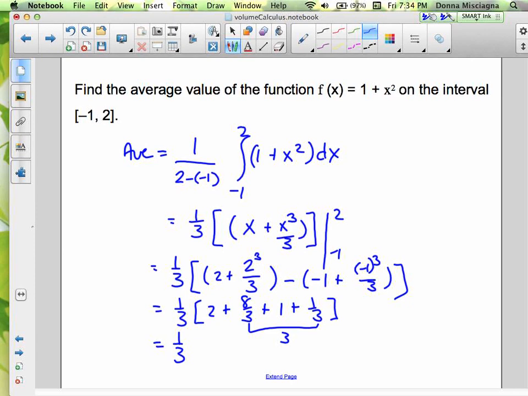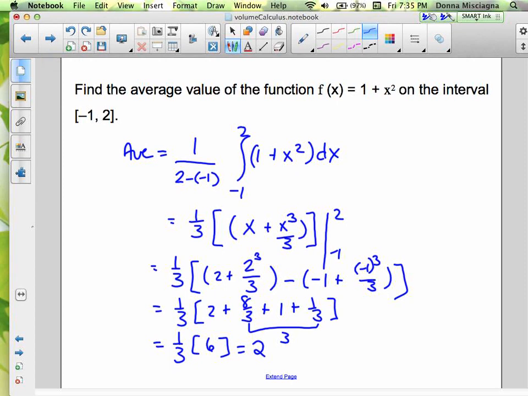So our function takes on many values between -1 and 2. The average of all those values is 1/3 times 6, which is 2. 2 is the average, right? It would be impossible to find every value from -1 to 2, because there's an infinite number of values between -1 and 2, and average them together, it would be 2.